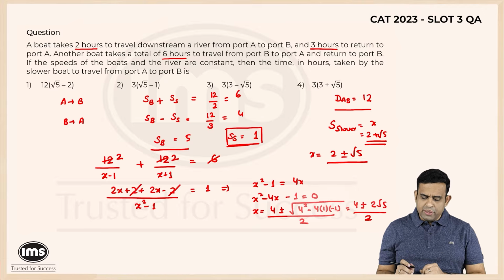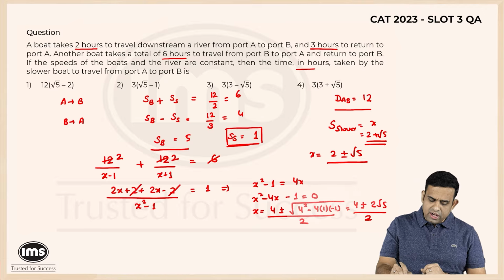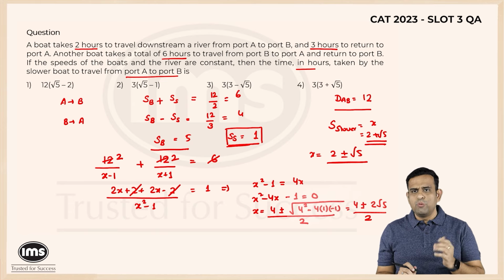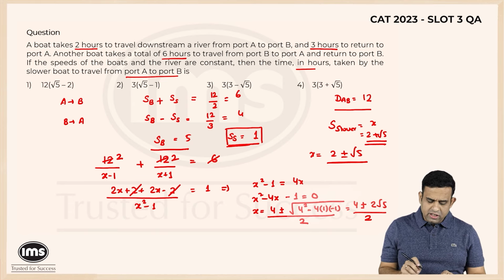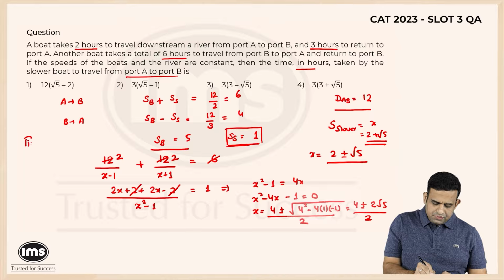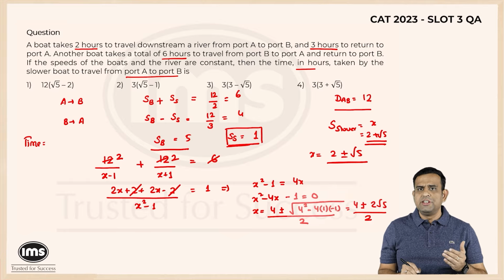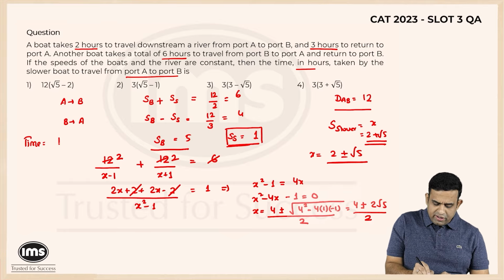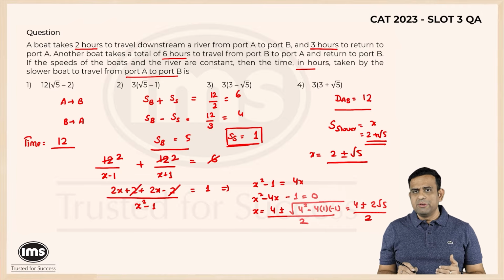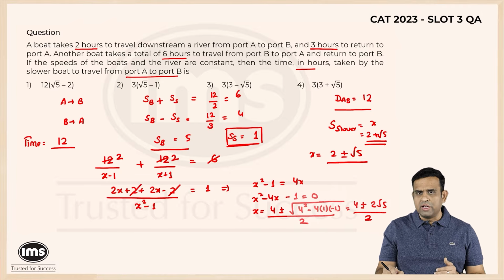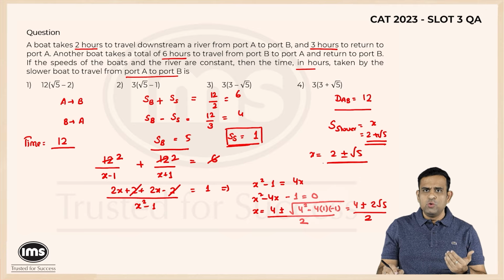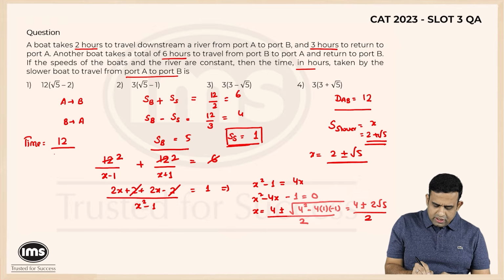Now the task in this particular case is the time taken in hours to go from port A to port B. Now understand, port A to port B happens to be a downstream journey. So the time taken is simply distance divided by speed, a distance of 12 with a downstream speed of, one can say, x plus 1. x plus 1 will be nothing but 2 plus root 5 plus 1. So 2 plus root 5 plus 1, giving you 12 upon 3 plus root 5.